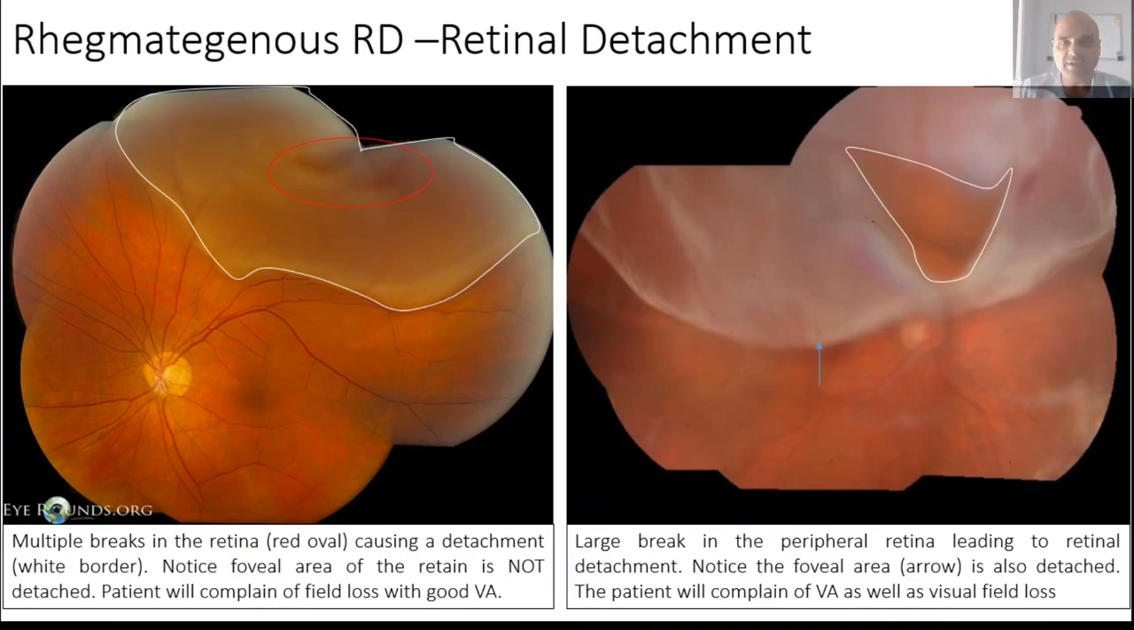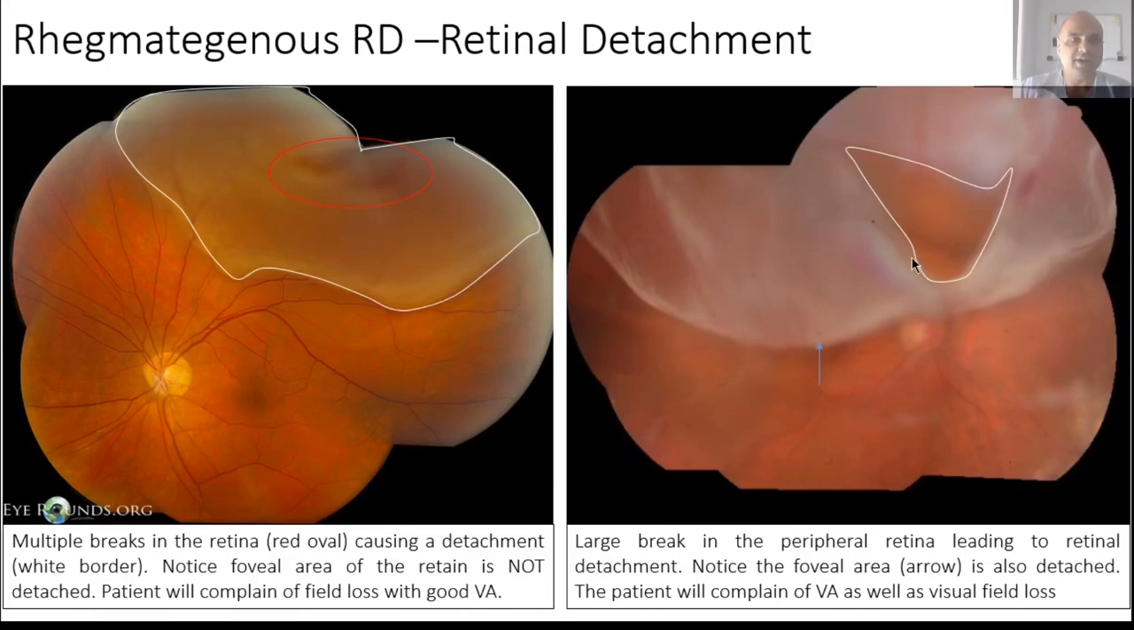Why inferior? You can go back and refer to the discussion on open angle glaucoma because we discussed in a lot of detail how images are formed on the retina. In brief, images on the retina are vertically and horizontally inverse. So a superior retinal detachment would result in an inferior field loss.